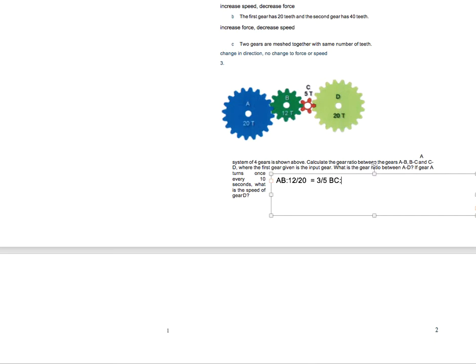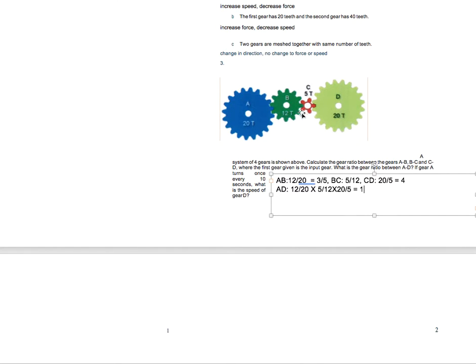BC, what have we got? We have 5 over 12, can't simplify that anymore. Let's put a comma in there so we can see that we're talking about different things. And CD, well, there's 20 over 5, which is 4. Okay. And then we want the ratio AD. Well, you've got 12 over 20 times 5 over 12 times 20 over 5. And if you do that, you get 1.